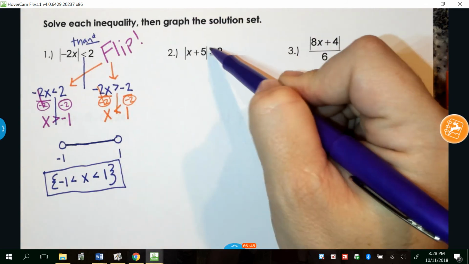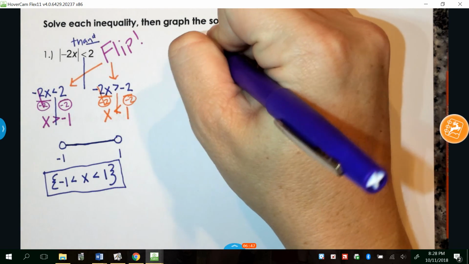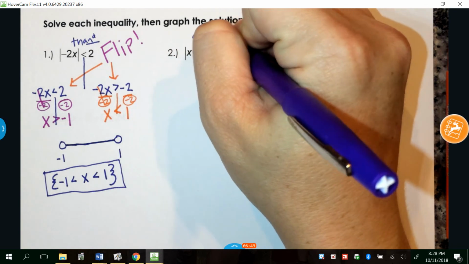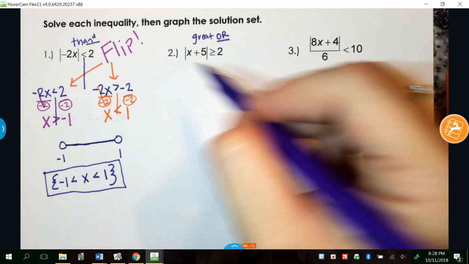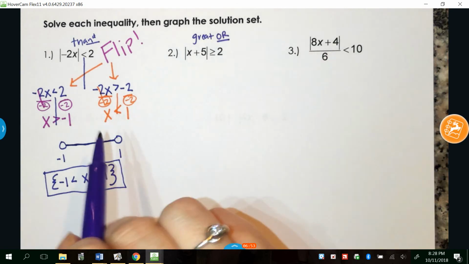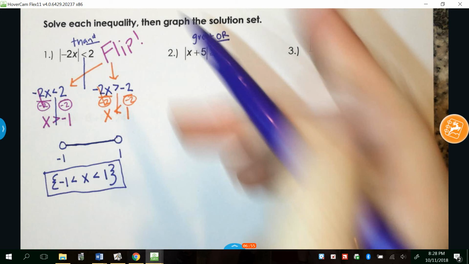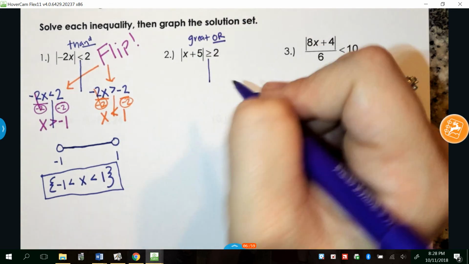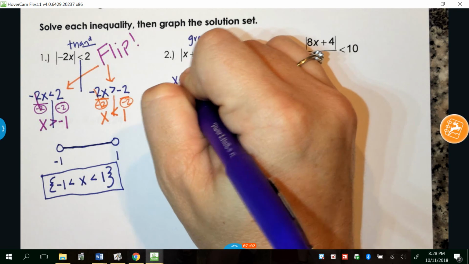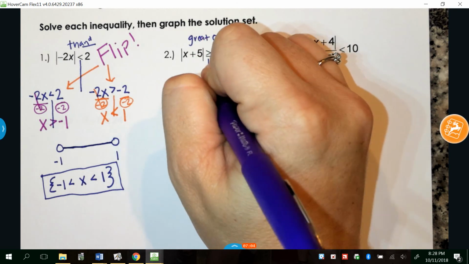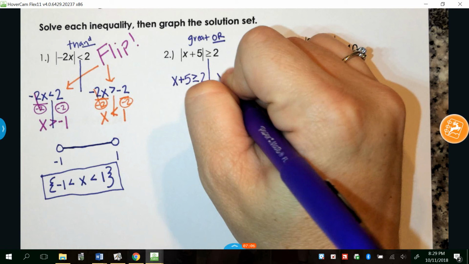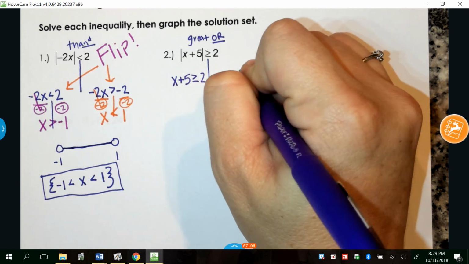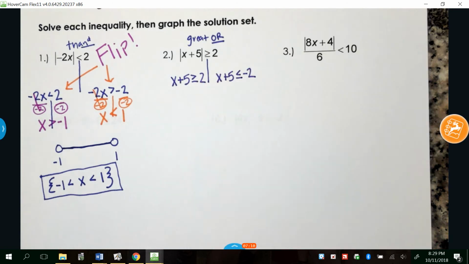If you notice, this is greater. So this is going to be two different solutions versus one connected solution. The absolute value bars are by themselves, so we can go ahead and separate. We have x plus 5, drop our absolute value bars, is greater than or equal to 2. Now we do opposite, opposite, so x plus 5 is less than or equal to -2. And now we solve.